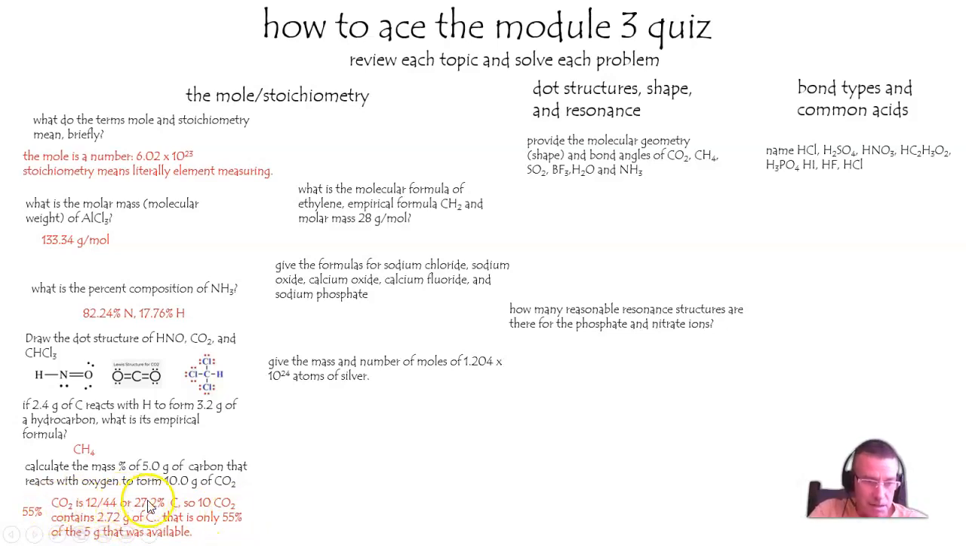So here's the description. I hope that helps, and that's a relatively challenging problem. Next one, what's the molecular formula of ethylene? Empirical formula CH2 and molar mass 28 grams per mole.